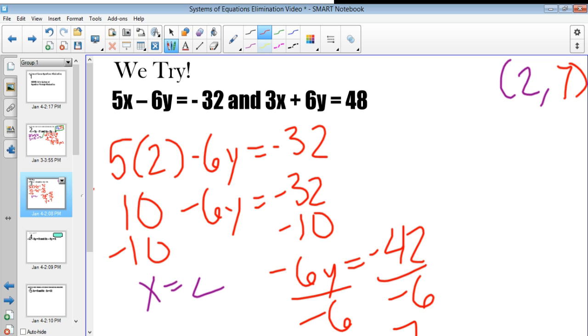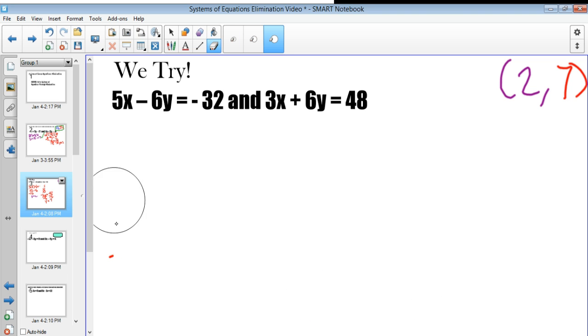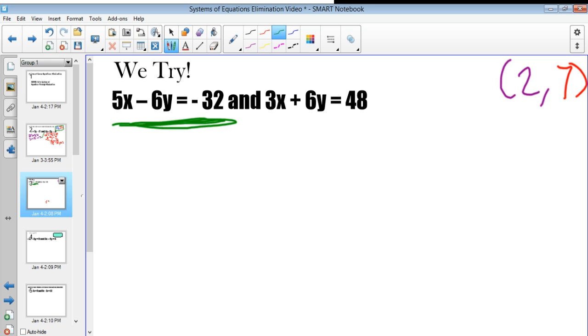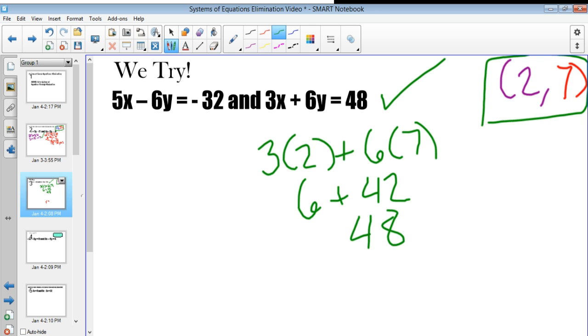But again, of course, we always want to check our answers. So let's plug this point back into the equation on the right. If you've already done one of the equations, to check it, plug the numbers back into the second equation. So for example, it wouldn't make sense for me to plug it back into this equation because I already solved using that equation. So we're going to use this one. So I have 3 times 2 plus 6 times 7. That's going to be 6 plus 42, which is equal to 48. And is 48 equal to 48? Yes. So my solution would be 2 comma 7. So good.